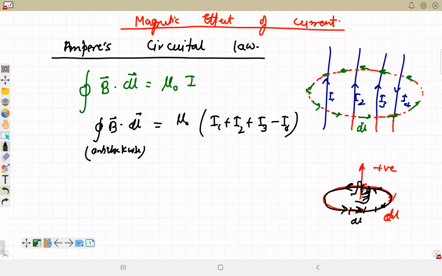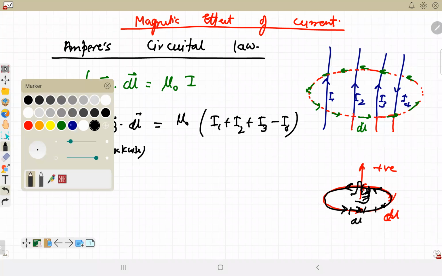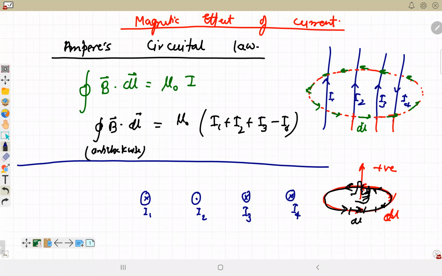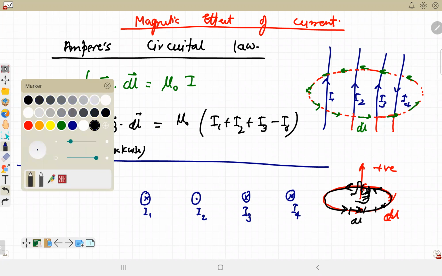Then we did something for a twisted loop. There are multiple wires. This wire carries current I1, the second wire carries current I2, the third wire carries current I3, the fourth wire carries current I4. This dot and cross show the direction of current. So current is going into the plane in the first wire, out of the plane in the second wire, again into the plane and out of the plane.